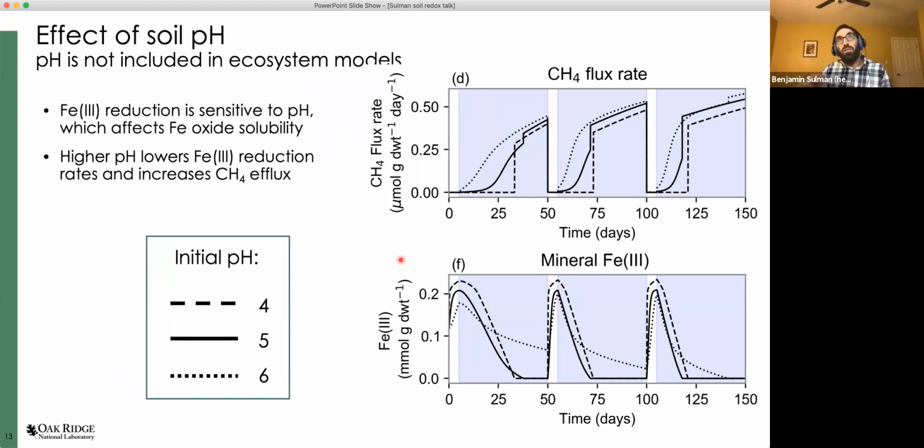Because we're specifically simulating the mineral part of that iron cycle, we can also look at pH and how that affects the solubility of that iron mineral. And so it controls the magnitude of that iron methane interaction. And so when pH is lower, the effect of iron availability on methane flux is much stronger. So this allows us to look at contrasting pH effects on this process, which I think was pretty interesting.